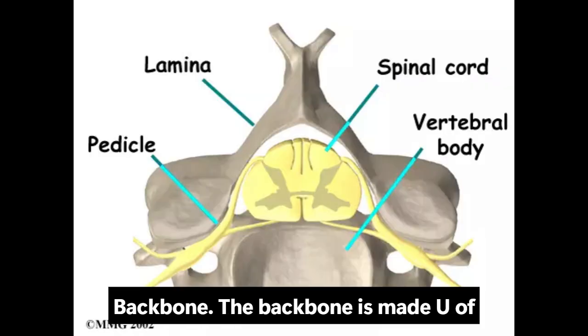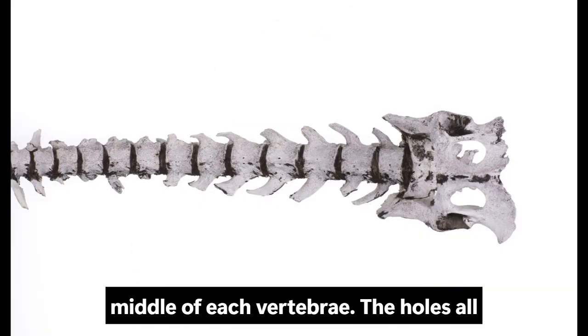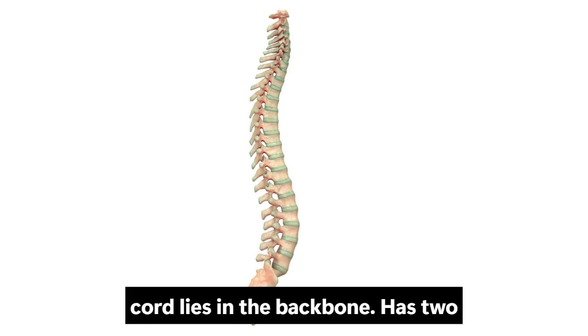Remember to write the following down in your book. Number 2, the backbone. The backbone is made up of vertebrae. A hole runs through the middle of each vertebra. The holes all line up to form a tube that the spinal cord lies in. The backbone has 2 functions. It protects the spinal cord and all the nerves inside it, and it supports the upper body.